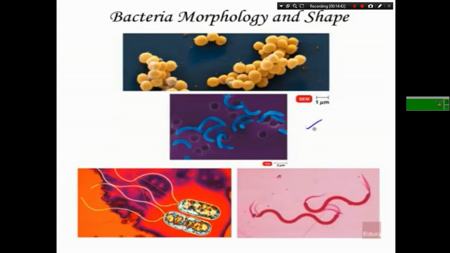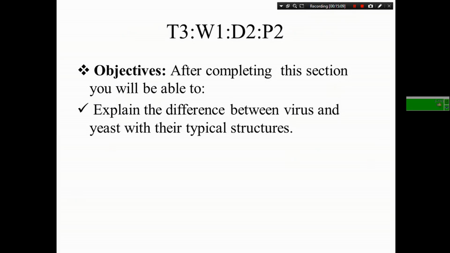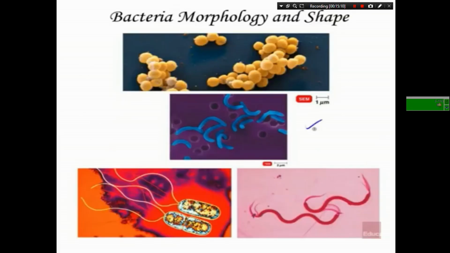Another part is bacterial morphology and shape. If you look at this structure carefully, there are different shapes of bacteria which have their own flagella. They can move. Some are staphylococcus, which are found in colonies in one area. Some are rod shaped, some are spirals, some are spherical or coccus-shaped bacteria. This is all about the structures of typical bacteria.